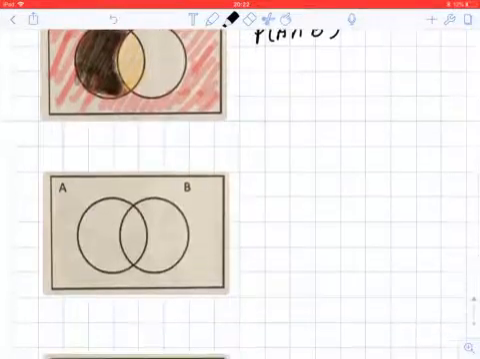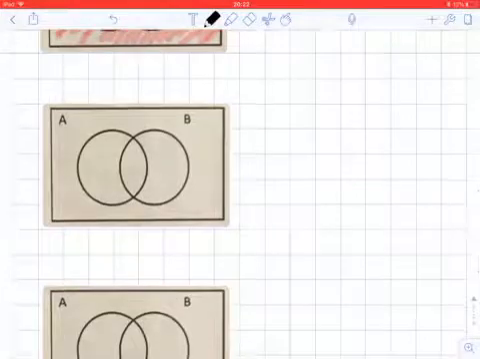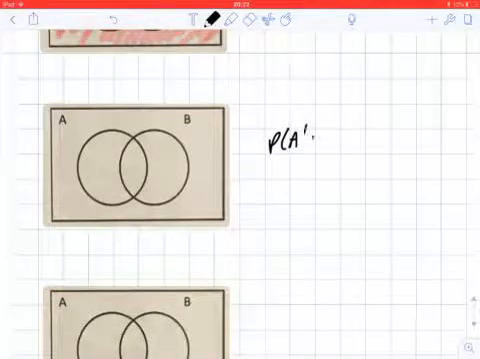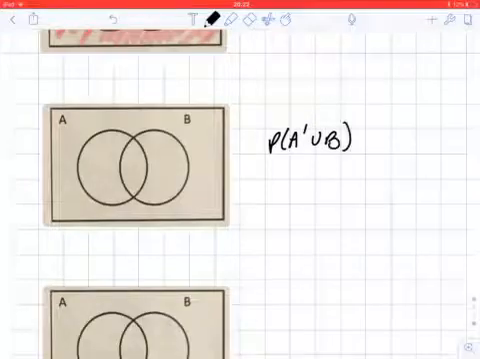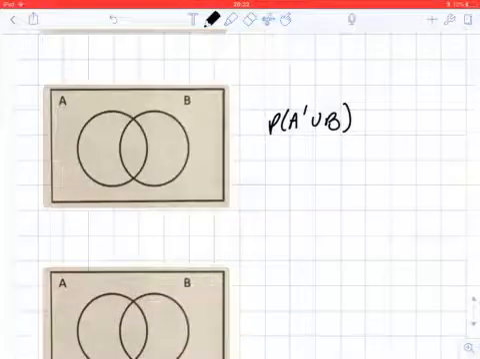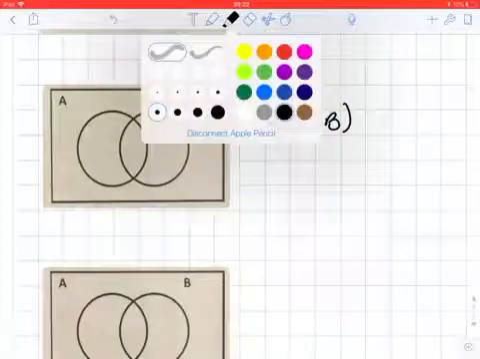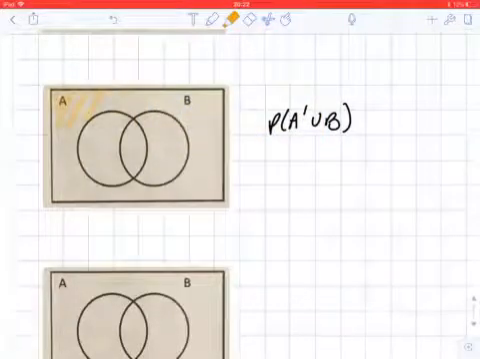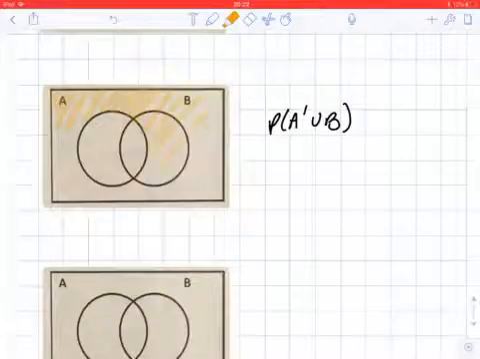Again, there are a couple more that we can look at as well. I think it's worth looking at these as well. So the next one we're going to look at is the probability of A' ∪ B. So again, we've got this A' going on. So the first thing I would do is colouring in anything that isn't A. So I'm colouring everything outside of A.